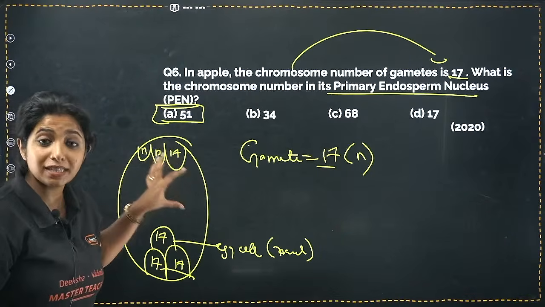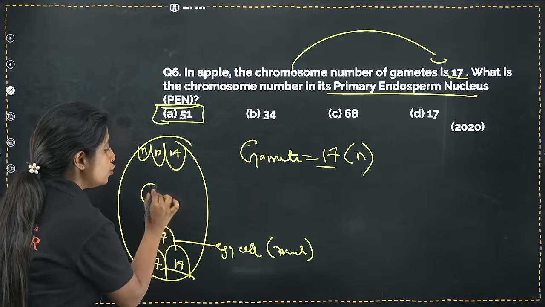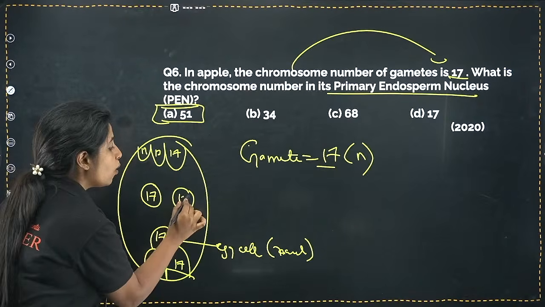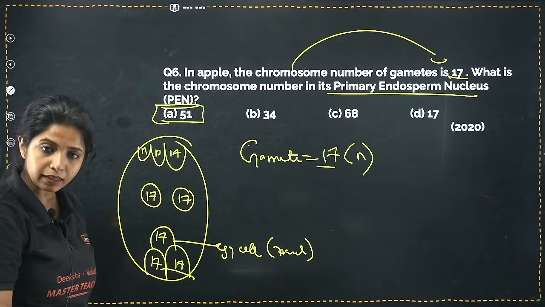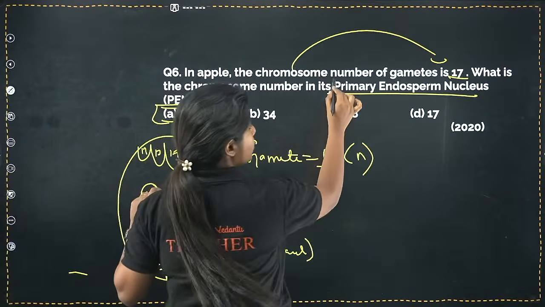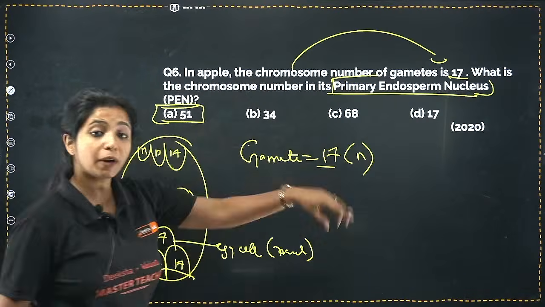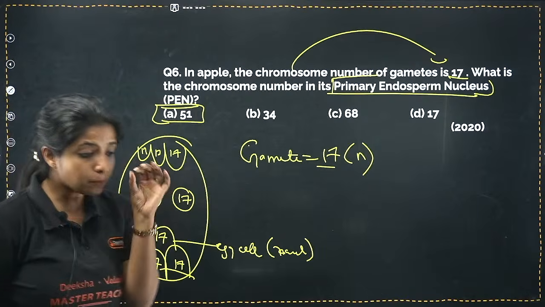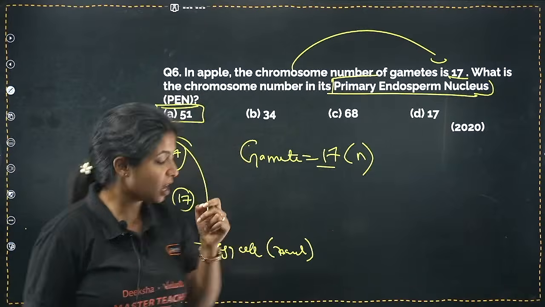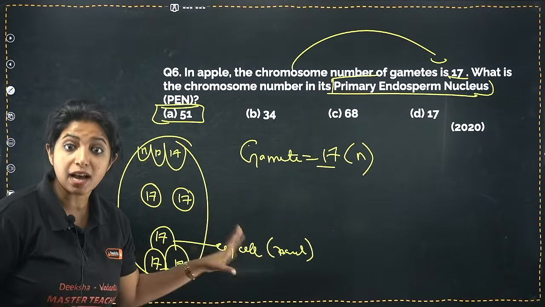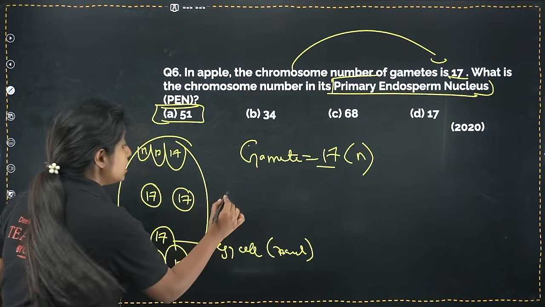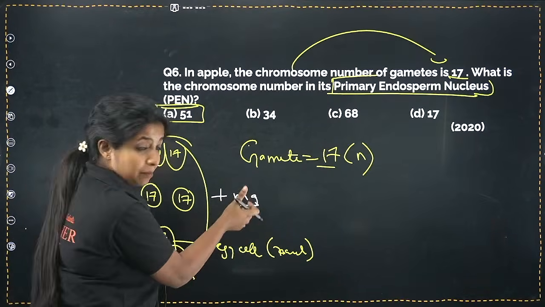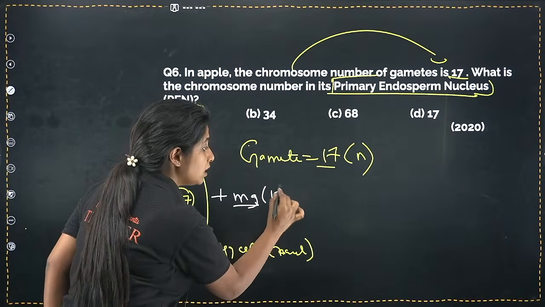When you talk about the central cell, they have 2 nuclei. One nuclei has 17, so this nuclei also will be having 17. Right? And we are talking about primary endosperm nucleus. How is primary endosperm nucleus being formed? Baba, what happens is that one pollen grain, when it comes, it has 2 male gametes. One male gamete goes and fuses with the egg cell. What happens with the other male gamete? The other male gamete comes and fuses over here. This male gamete is a gamete. It will also be having 17 number of chromosomes.